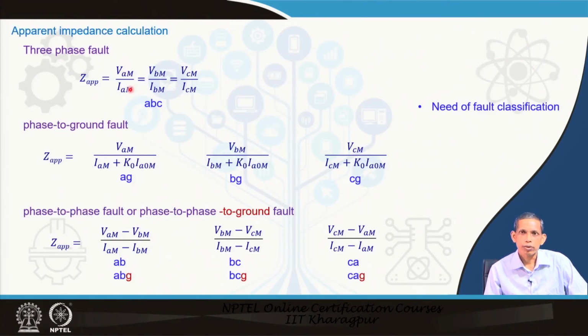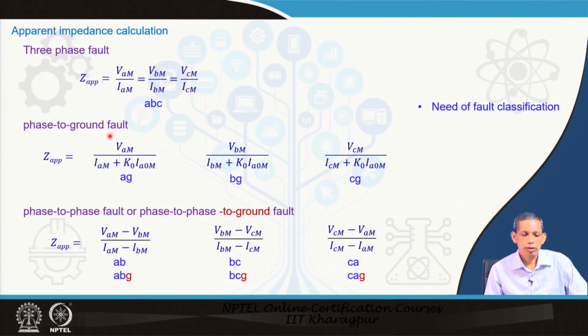So, in summary, for the different kinds of fault, we can say that for 3-phase fault Z apparent equals V M upon I M, or V B M upon I B M, or V C M upon I C M.